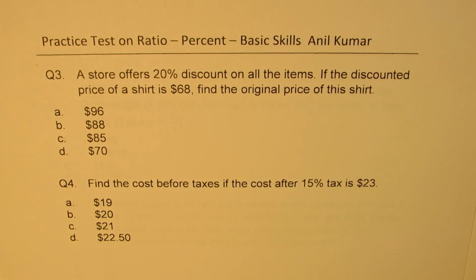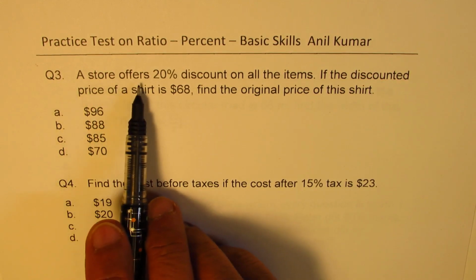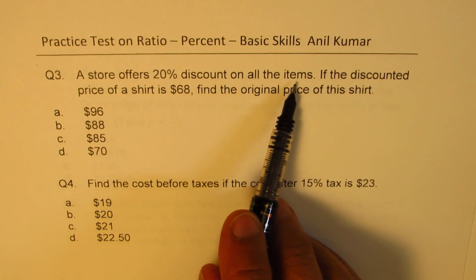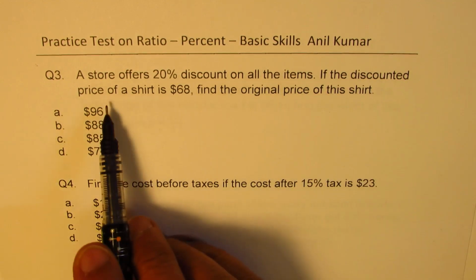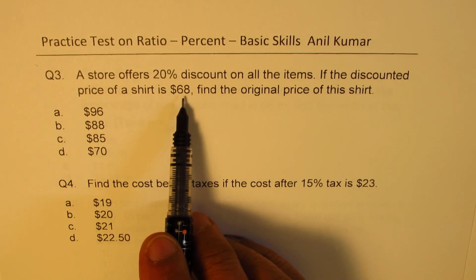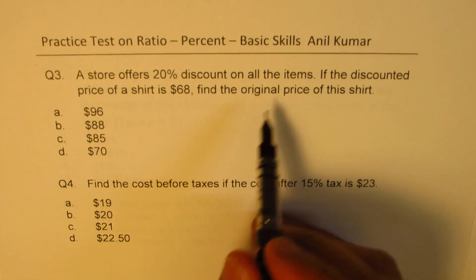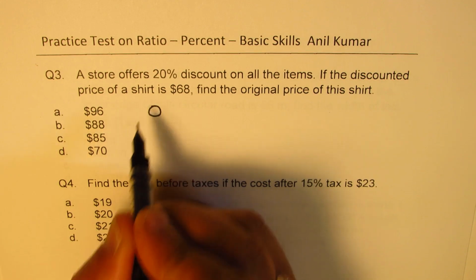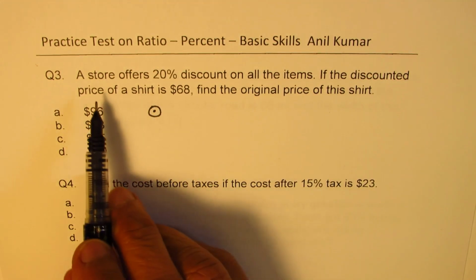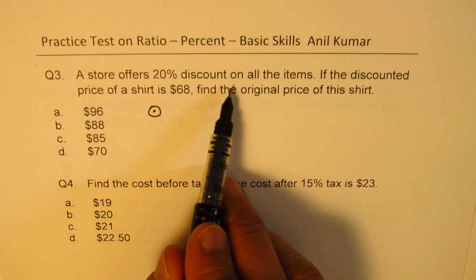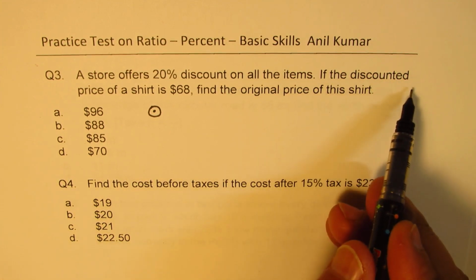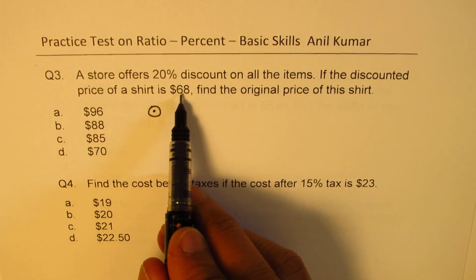Now the next question here is based on percent. Question number 3. A store offers 20% discount on all the items. If the discounted price of a shirt is 68, find the original price of the shirt, right? So the original price has to be higher, correct? So let's say O is the original price. The store offers 20% discount on all the items, and the discounted price is 68.